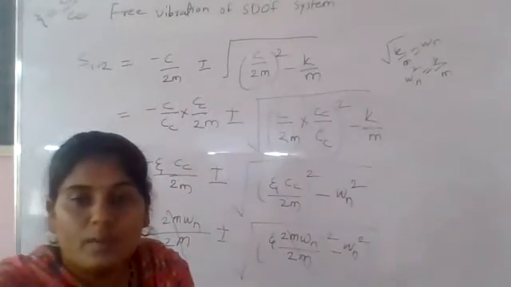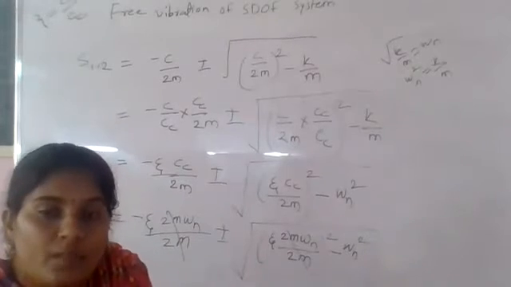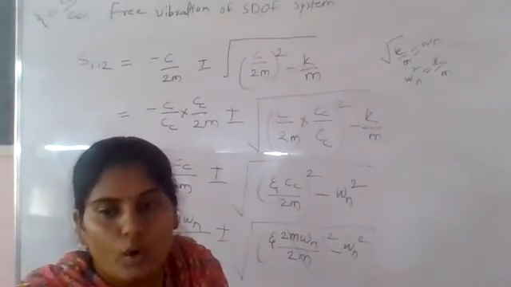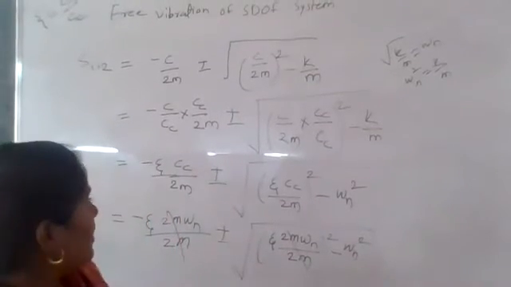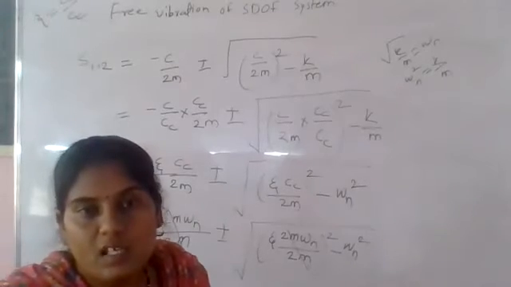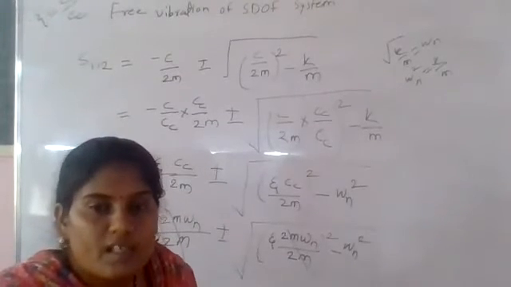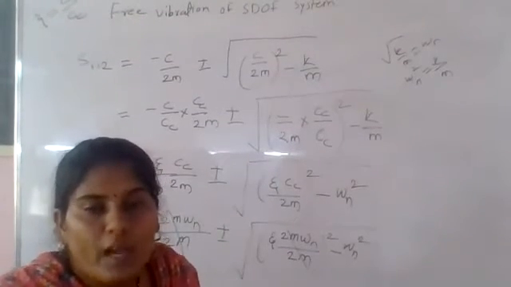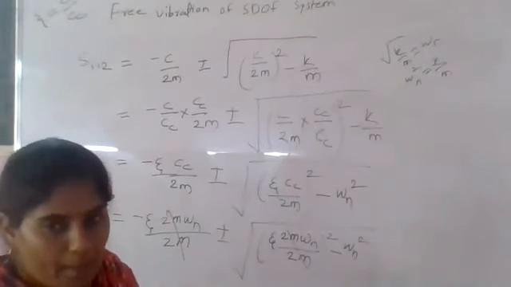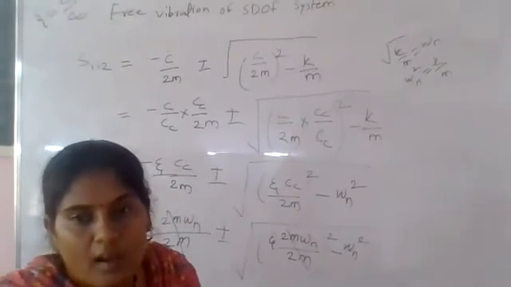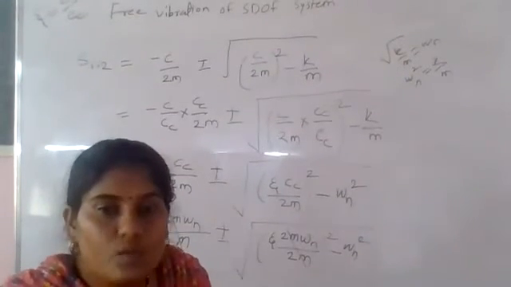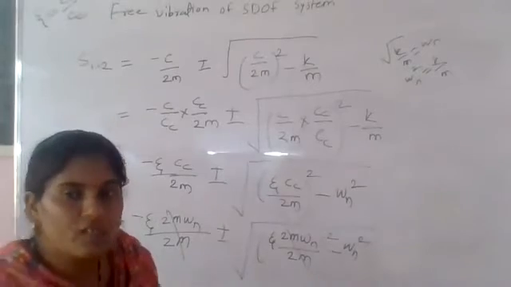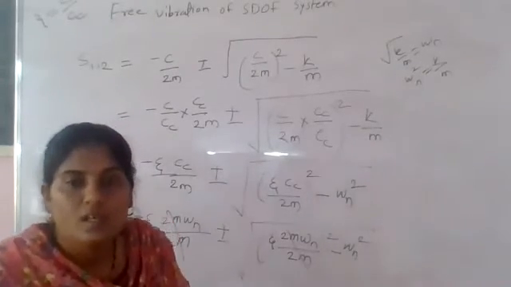What is meant by zeta? Zeta is a damping ratio, and which damping ratio? It is the terminology of C by Cc. It is the ratio of the damping coefficient to the critical damping, that is zeta. And we have to convert our S12, the roots of the equation, in terms of zeta.